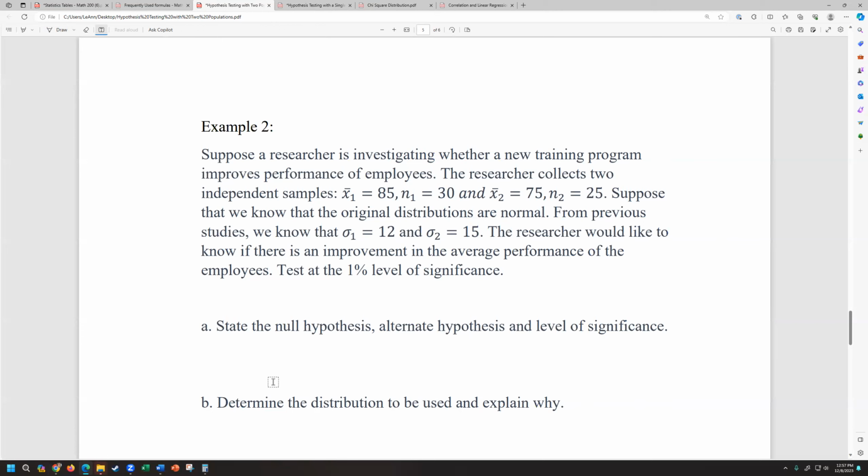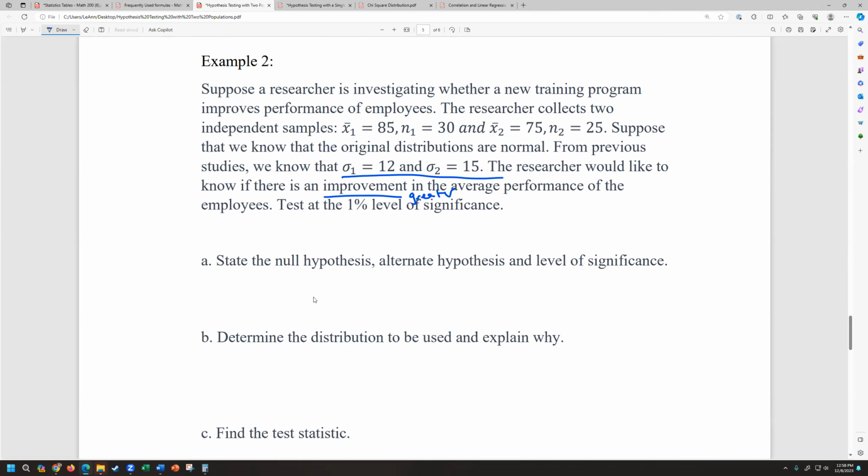Suppose that we know the original distributions are normal. Since that one sample is not greater than or equal to 30, that's important to have that statement. From previous studies, we know, so we're actually given a population standard deviation for both of them. So that's going to be important for being able to use the z and normal distribution, not the t student distribution. The researcher would like to know if there is an improvement, which implies greater, in the average performance of the employees. Okay, and we're testing at the 1% level.